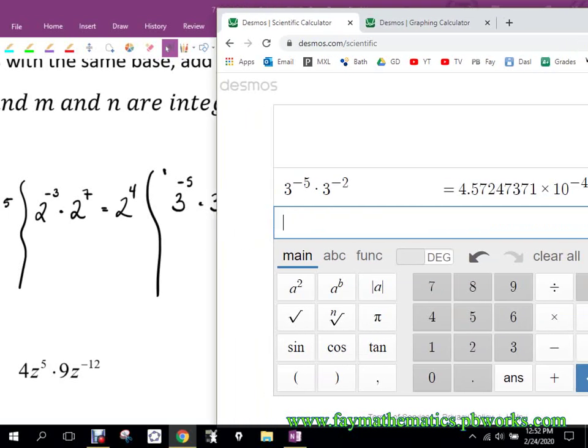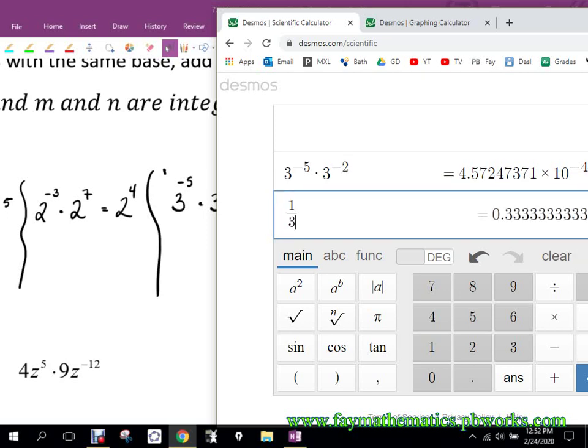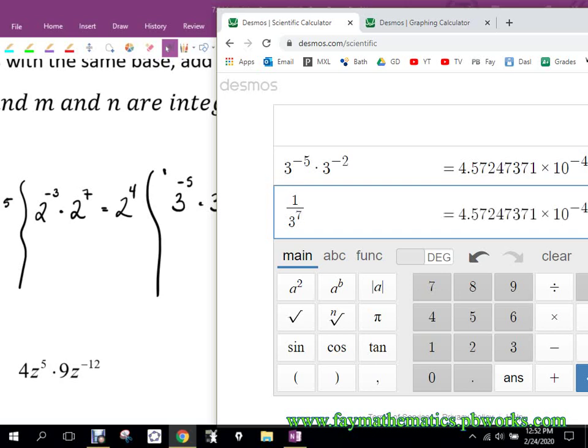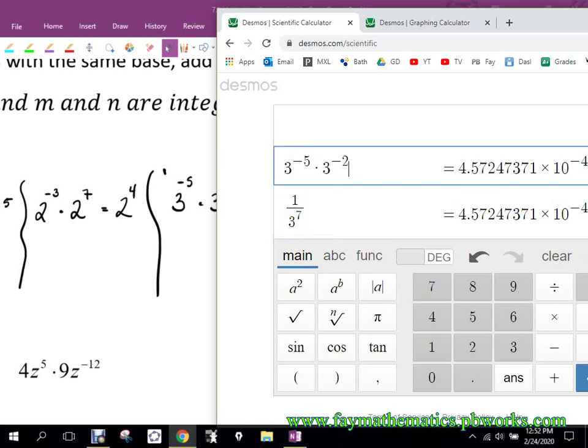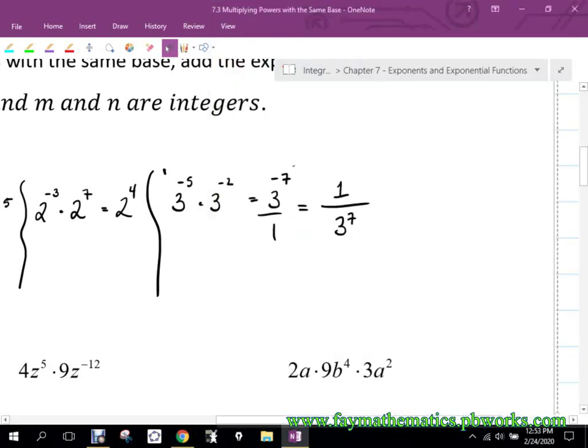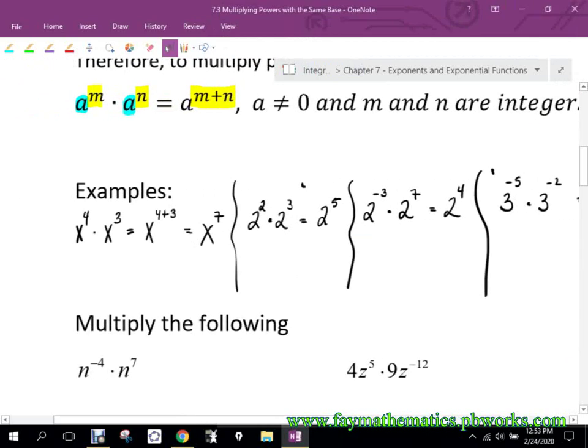Pretty nasty number. You see there, we're putting in scientific notation, right? So there's kind of a link to what we're talking about in the last section. If I type in 1 divided by 3 to the 7th, does it give me the same number? So that tells me that and that, though they're two different formats, they are the same number. Okay? We cool with this?